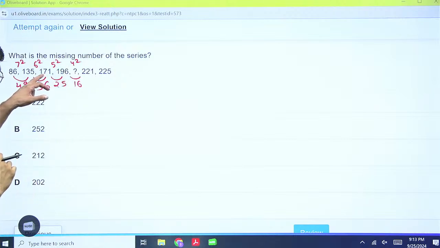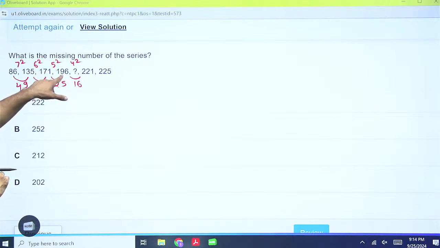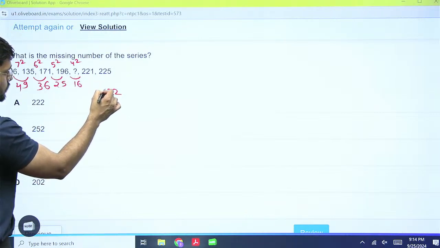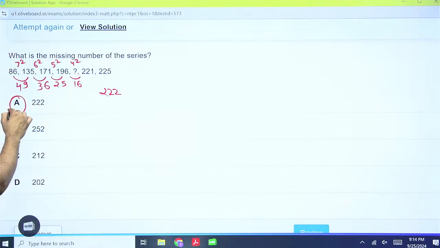So in 171, if we are adding 25, we are getting 196. If we add 16, 7, 6, 5, 4. So if we add 16 in 196, what we'll get? 222. Yes, which matches with option number A.